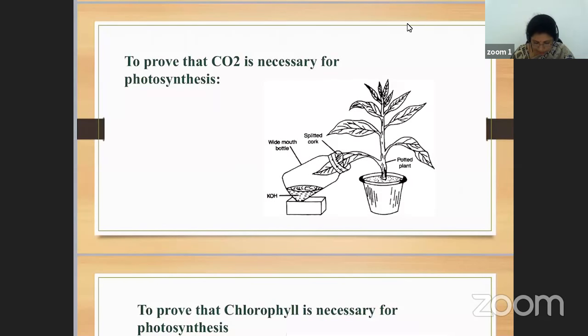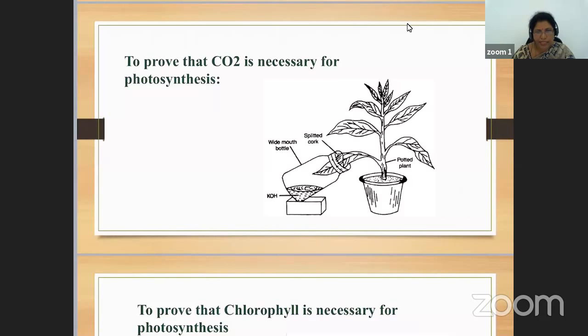Now, the leaf of the potted plant is again inserted through the split cork into the bottle. Half of the leaf is inside the bottle and half of the leaf is outside the bottle. And the potted plant is kept in sunlight for some time. Later, children, here as we do not take KOH, we are not testing for carbon dioxide importance. We are testing here the necessity of sunlight. So we will keep this setup in sunlight for some time.